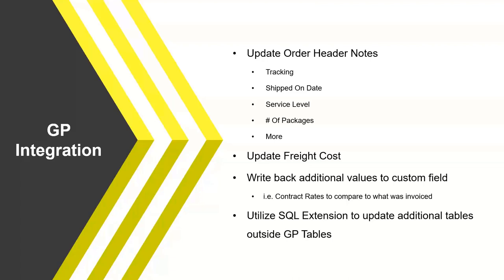That seems to be very important for GP users. So maybe not your standard information, but you maybe want a reference number or a serial number, whatever it may be, to be written back into a custom field. That's also something that we can do. One of the things that a lot of our users will do is send their contracted rates back to a custom field so they can run their own reports within GP to see what they've invoiced versus what the carrier actually quoted them at the time of shipment, so they can run their own variance reports within GP.